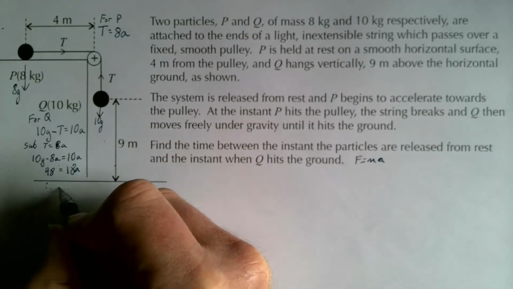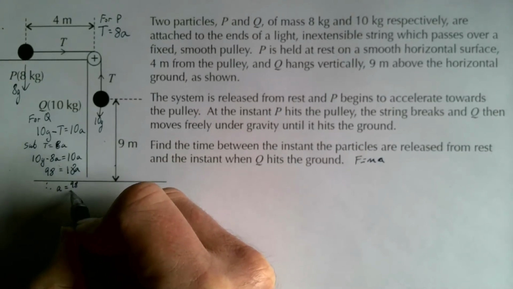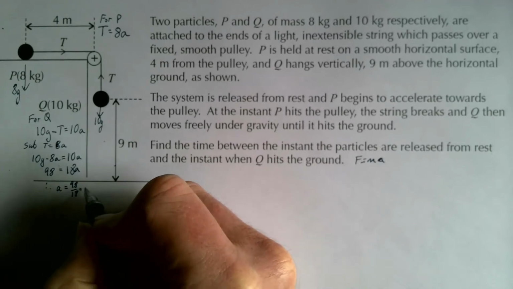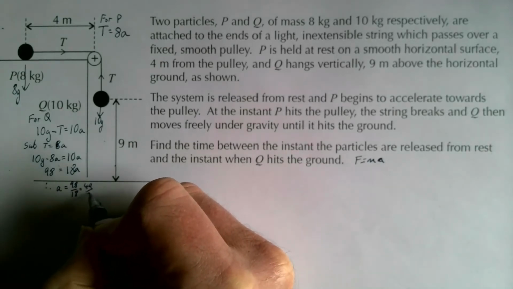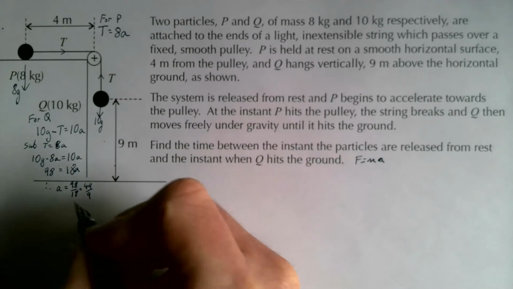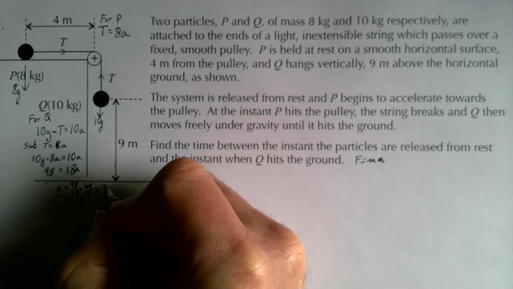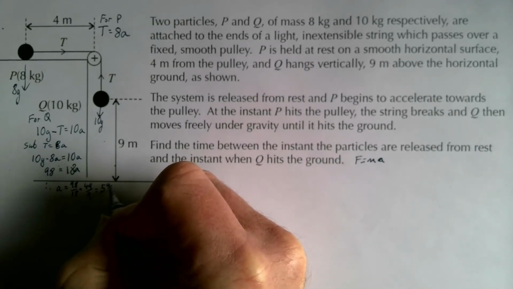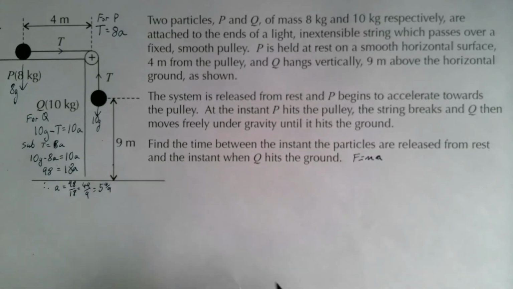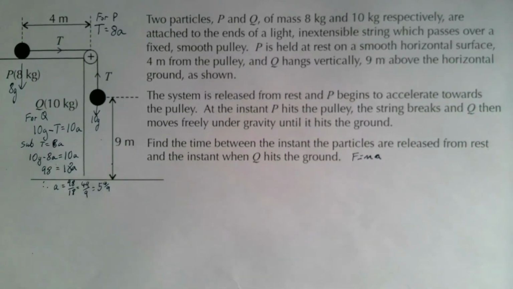Therefore a is going to be 98 over 18, which is 49 over 9, or 5 and 4 ninths, isn't it? Or 5.4 recurring. But I'm going to use 49 ninths from now on.